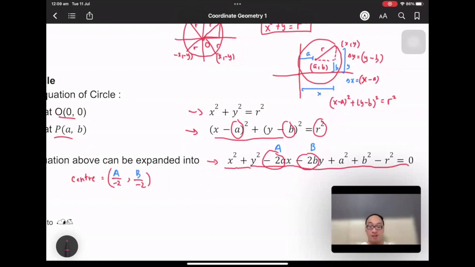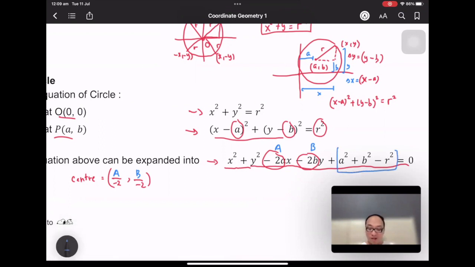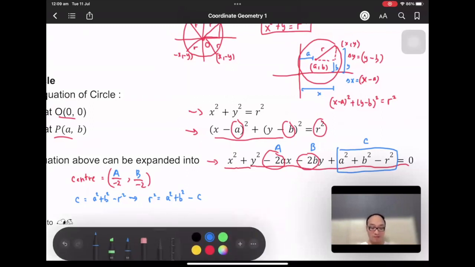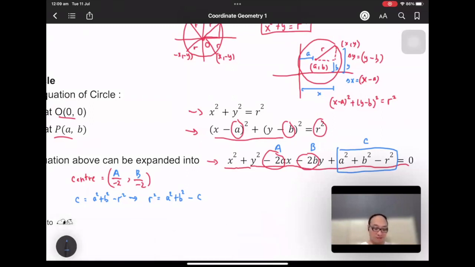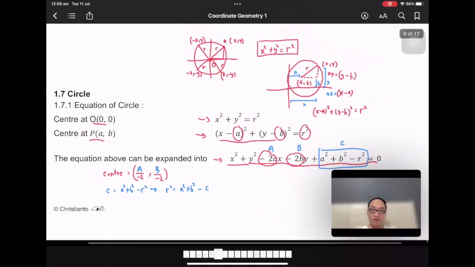And to find this radius, I can call all of this as C. So C is equals to A squared plus B squared minus R squared. That means R squared is A squared plus B squared minus C. We will use this in the example after this.